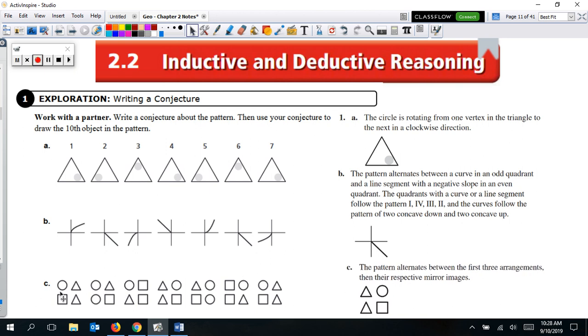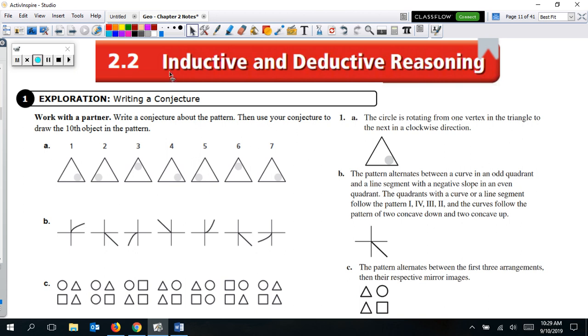In fact, if you think of it, this number 1 is the same thing as the 7th one. So really, this would be 8, 9, 10. 10 is going to look like this one right here, like number 4. And so the pattern alternates between the first 3 arrangements, then their respective mirror images. That's a little more of a technical definition. I would probably say something a lot simpler than that, and that's fine. You don't have to say it exactly the way this is written. You can just say it in your own words.